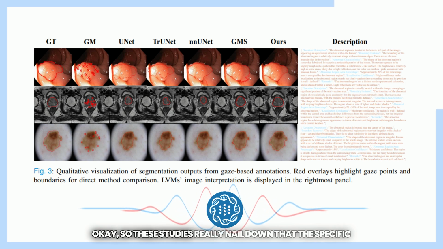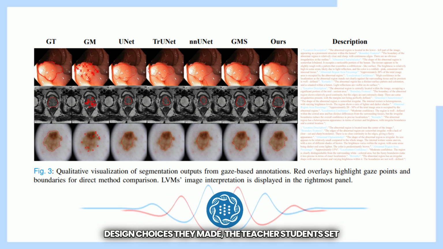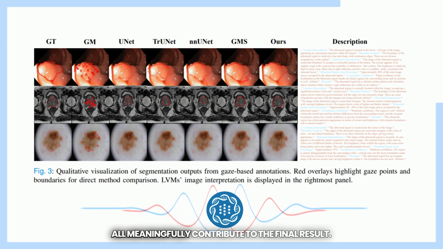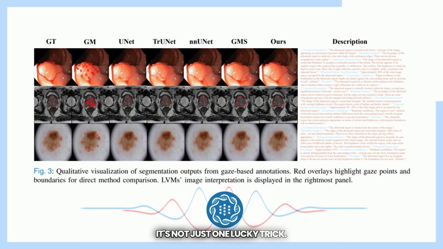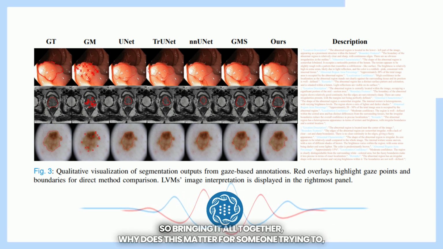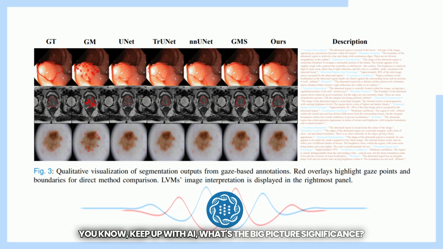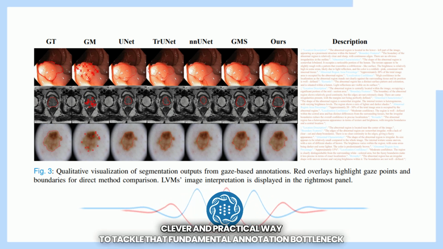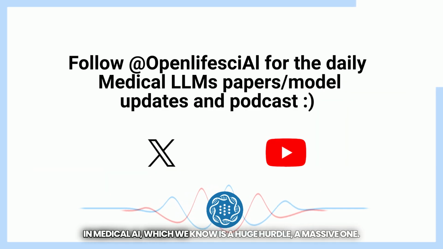Okay, so these studies really nail down that the specific design choices they made, the teacher-student setup, the fusion technique, the consistency losses, the DARM, all meaningfully contribute to the final result. It's not just one lucky trick. Precisely. It's a well-thought-out system where the parts work together effectively. So bringing it all together, why does this matter for someone trying to keep up with AI? What's the big picture significance? Well, I think for the learner, it demonstrates a really clever and practical way to tackle that fundamental annotation bottleneck in medical AI. Which we know is a huge hurdle.